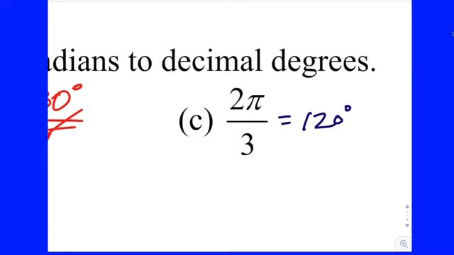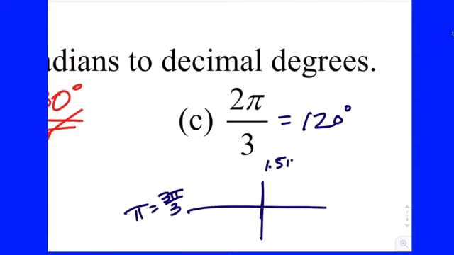120 degrees. Good. 2 pi thirds would live in quadrant 2, of course, because that's where 120 is. But again, here's why. Pi would be 3 pi thirds. Half of that is 1.5 pi thirds. And then 2 would fall between 1.5 and 3. So it's going to be somewhere over here. That would be 2 pi thirds.